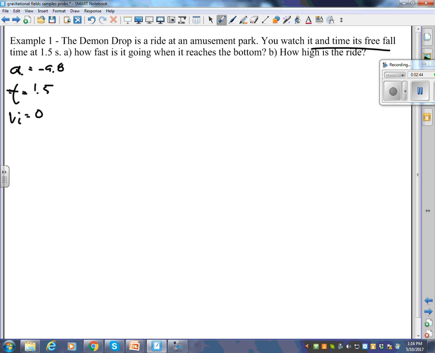That's the Vi is 0. And we want to know how fast it's going when it reaches the bottom, so we are solving for the Vf, the final velocity. Now, is doing that stuff on the left mandatory? Do you have to do that? For some people it helps, yeah. There's no shame in doing that.